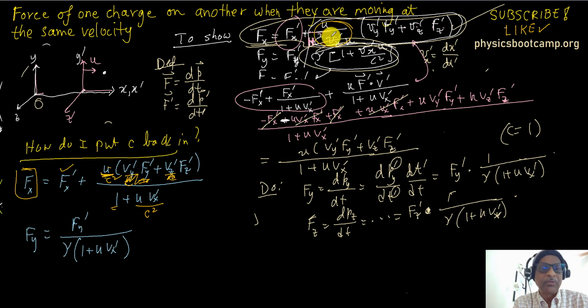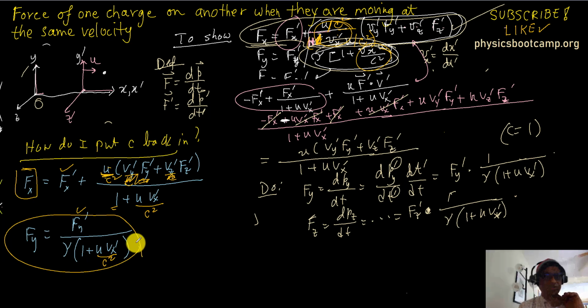So this should be u over c squared, 1 plus this over c squared. I kind of copied wrong from my previous work. Over here, what will I get? Oh, this is already force, and this is speed squared, so this should be speed squared, and I think that's the case. That has to be the case. So that's how you put your c's back in.